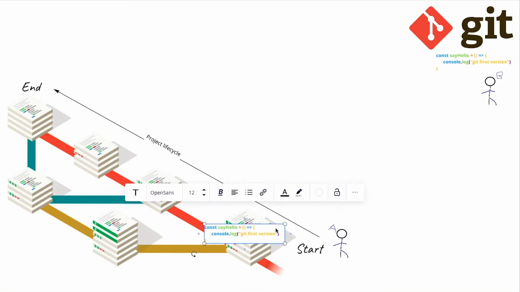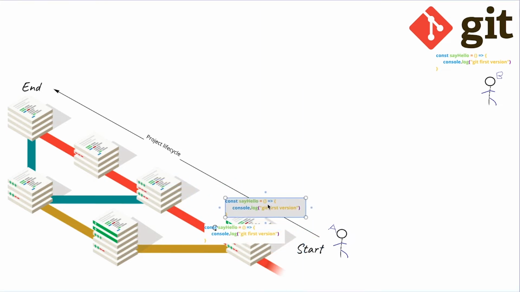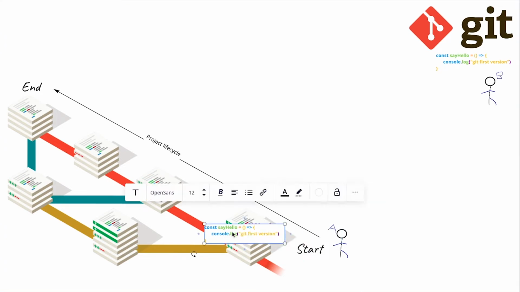Okay, so one day you come and do some other changes to your code. For example, you go here, you add another line, you do a console log and say this is the second version. Okay, but imagine you added just this line.